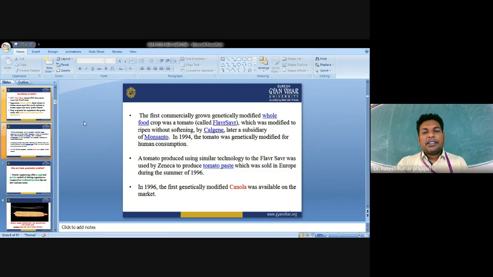The first commercially grown genetically modified food crop was a tomato known as Flavr Savr, which was modified to ripen without softening by Calgene, which later became a subsidiary of Monsanto. In 1994, the tomato was genetically modified for human consumption.